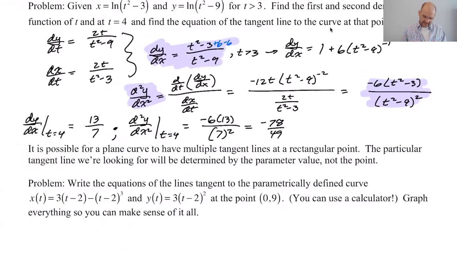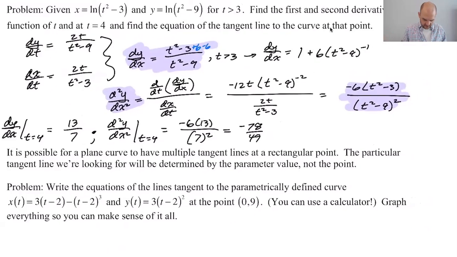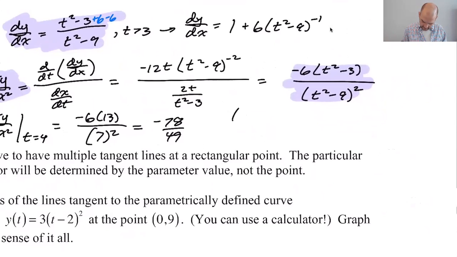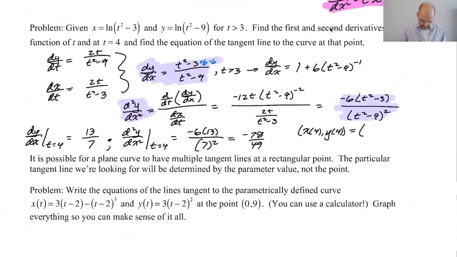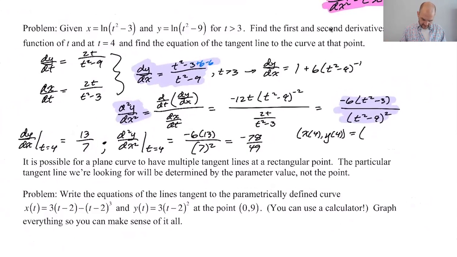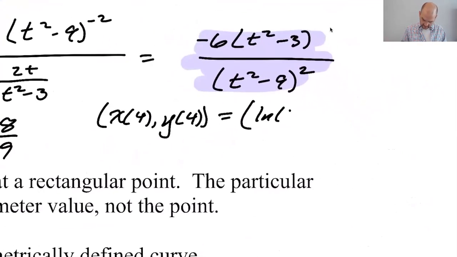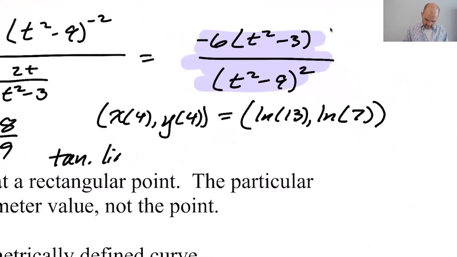Interesting. But that's concavity, and all you ever really care about is the sign of concavity, so not really a big deal. And then we want the tangent line. So x of 4 comma y of 4 is going to be the natural log of 7, the natural log of 13, natural log of 7. Gross tangent line. Natural log of 7. All right, so then our tangent line. Nice of this question to pack in like 6 or 7 parts.